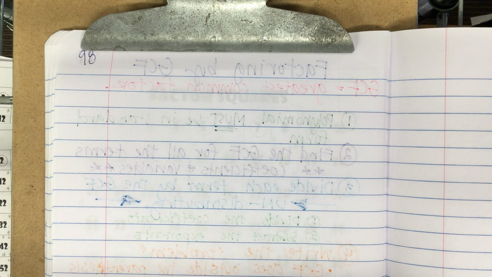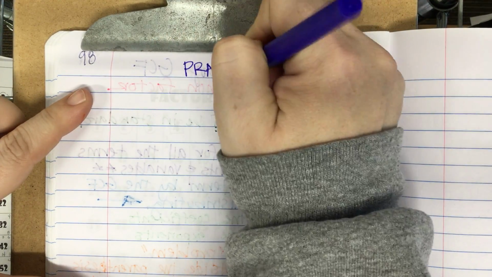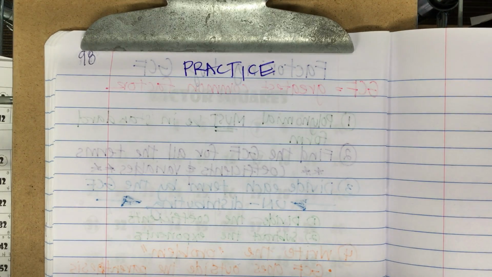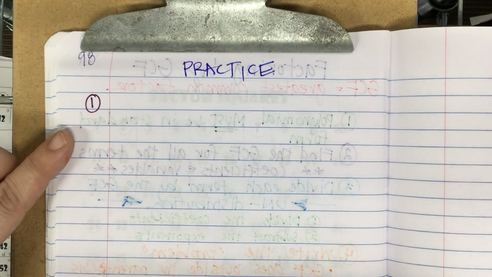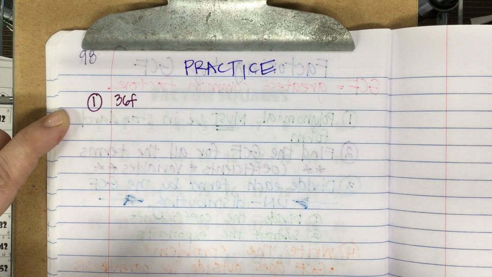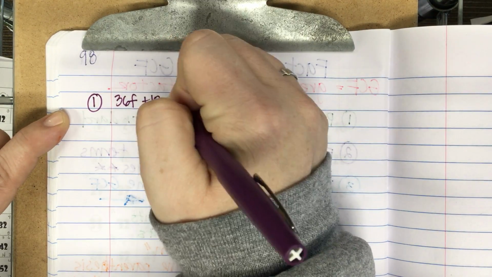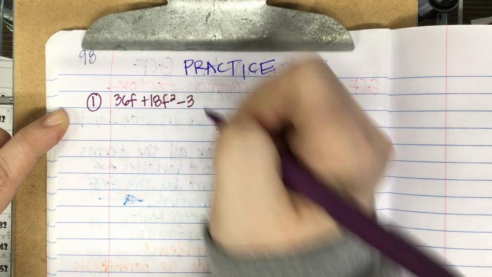Practice. Make sure you can flip back and forth to that factor square if you need it. All right, so let's start off number 1. 36f plus 18f squared minus 3.